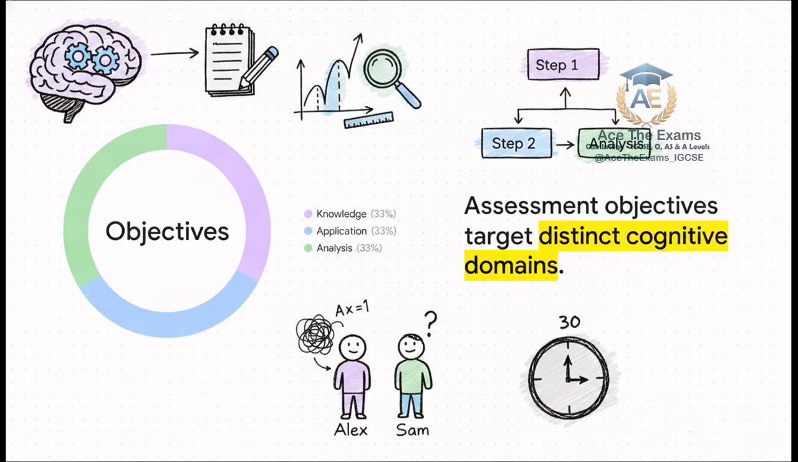They are explicitly targeting 3 distinct cognitive domains, which they call assessment objectives. Let's look at the first slice: knowledge and understanding. This is the basics. Do you know that f' of x represents the first derivative? Can you perform the basic mechanical steps of differentiation?